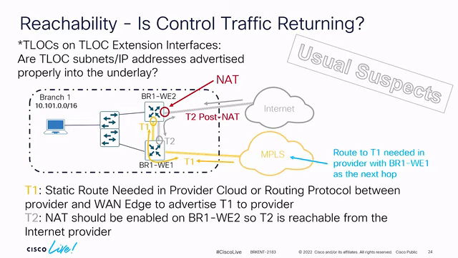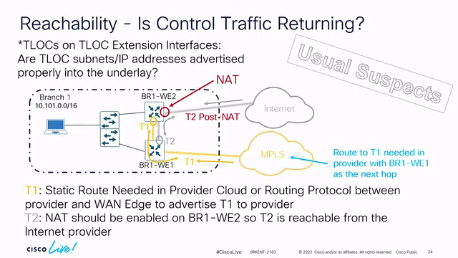We need to make sure that those TLOCs get advertised into the underlay properly. So when you have these TLOCs that sit on these TLOC extension links, the MPLS side doesn't have access to that route. The routes are missing. So we either need to make sure the service provider has a static route to our TLOC, or that we implement a routing protocol in order to advertise that TLOC into the underlay.